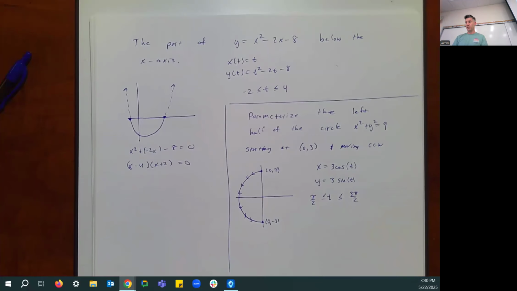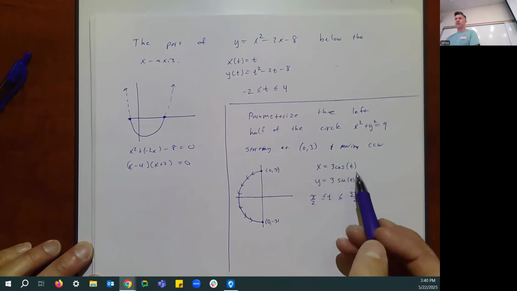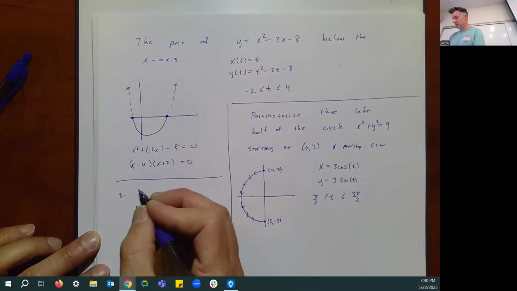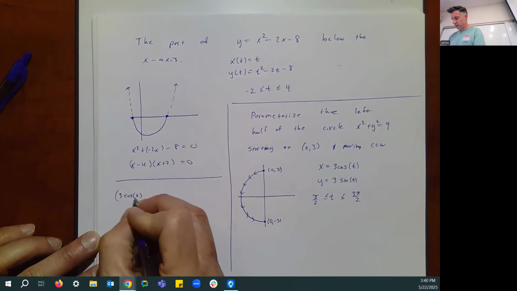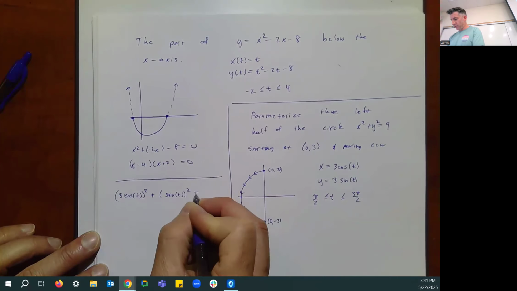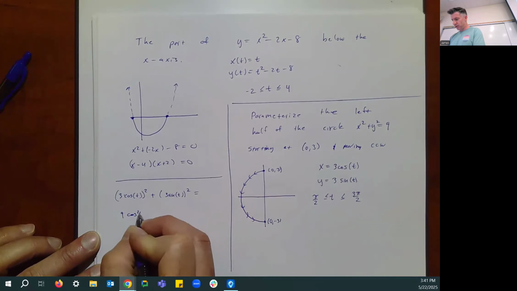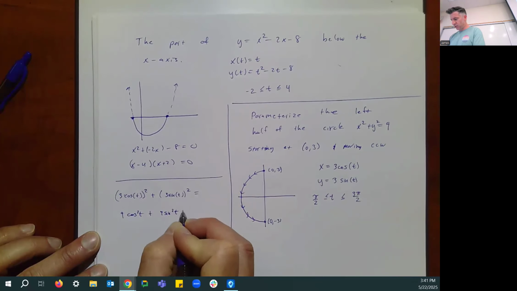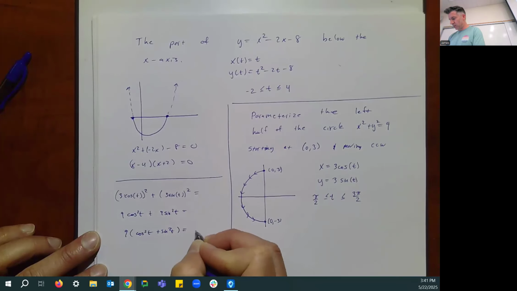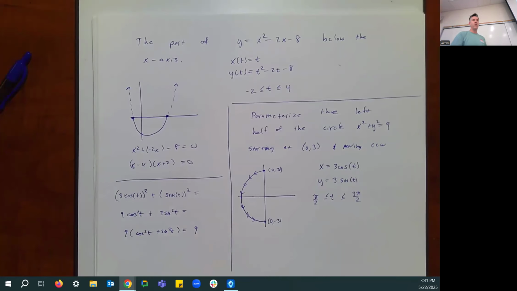The reason this works, by the way, is because these parameterizations satisfy this equation. If you plug in x equals 3 cosine t, you get 3 cosine t squared, and y is 3 sine t squared. If you multiply this out, you get 9 cosine squared t plus 9 sine squared t, which is 9 times cosine squared t plus sine squared t, but that's 1. So you get 9 times 1, which is 9. So almost always when you have x equal to cosine and y equal to sine, or you have a circle, you know those two things are related to each other. That's almost always how we think of it.